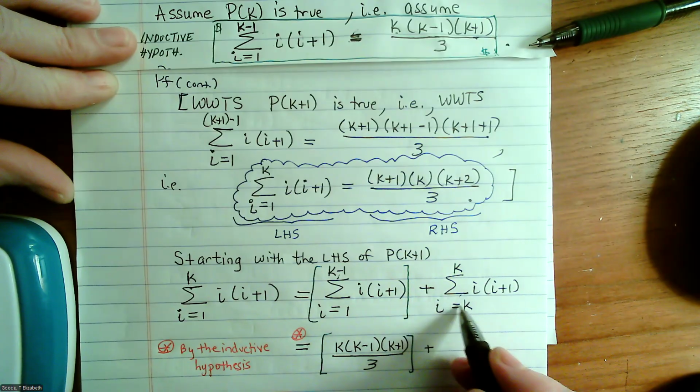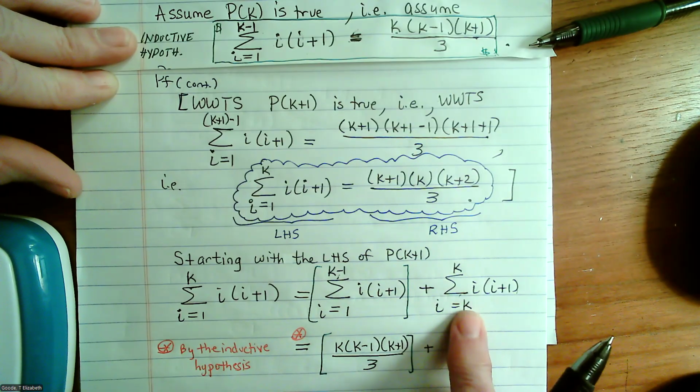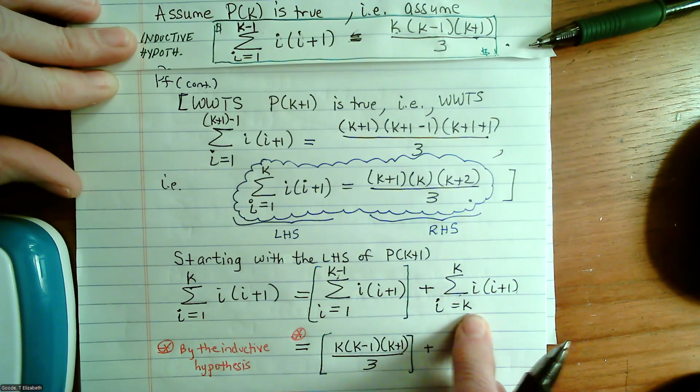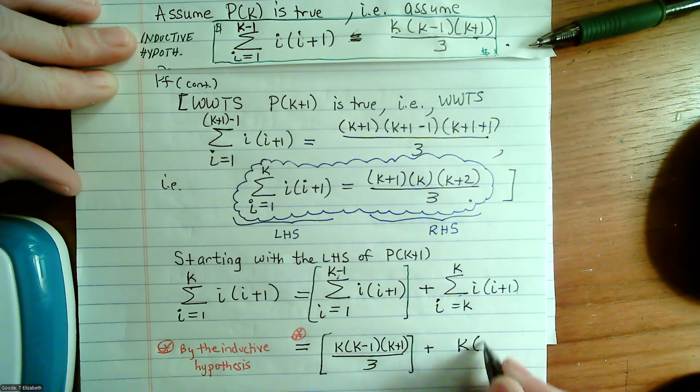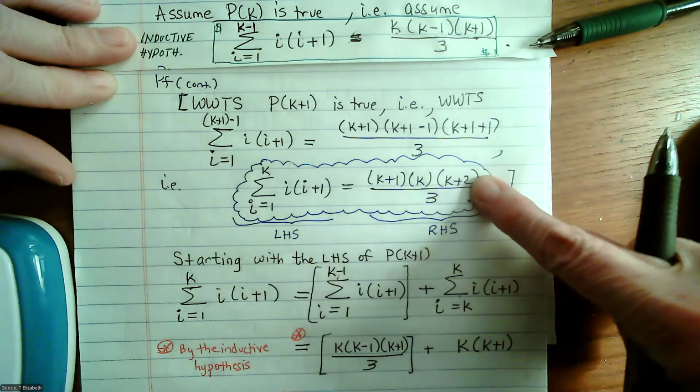This is, of course, just a single term where i is taking on the value k. So we can just plug in k everywhere we see an i. And we're a lot closer to what we wish to get.